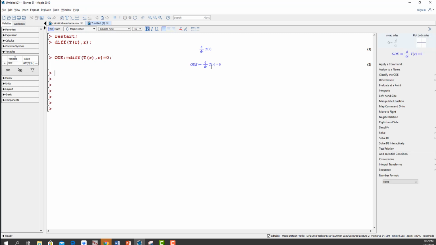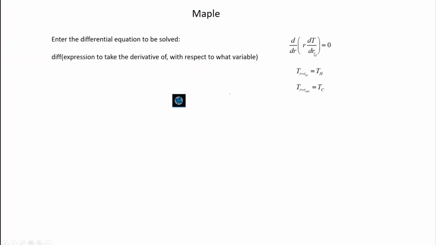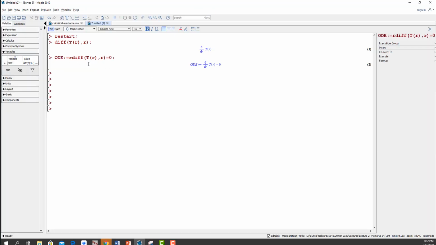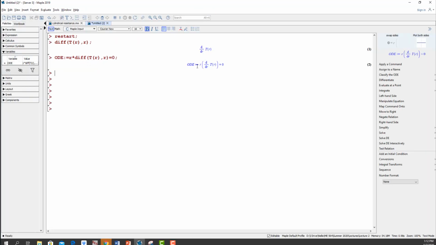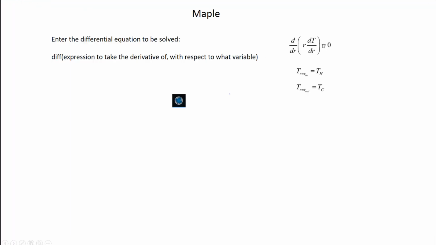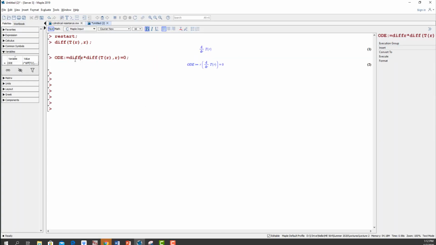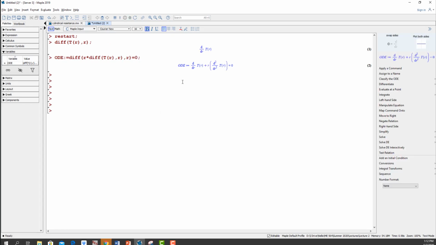If I look at this, that's basically this part of the equation, and then I want to come back up here and multiply that by r. So that's what I have here. That's now this part of the equation. And then what's the last thing I want to do? I want to take the derivative of this entire thing with respect to r. So I'll come back here and do diff, and then r, there. So now that should be my differential equation, right?